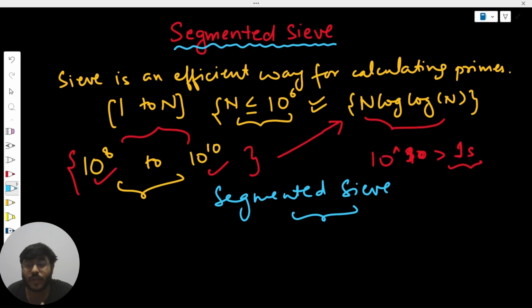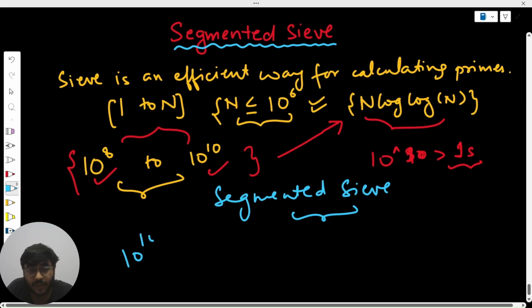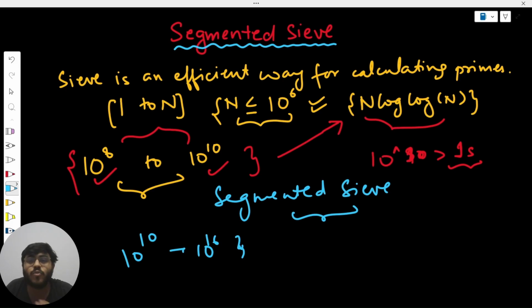Okay, it's not like that for any given range. Let's say if I want to calculate the number of primes from 10 to the power of 10 to, let's say, 10 to the power of 16, it's not possible. Even segmented sieve comes with some kind of limitations. And what are those limitations?